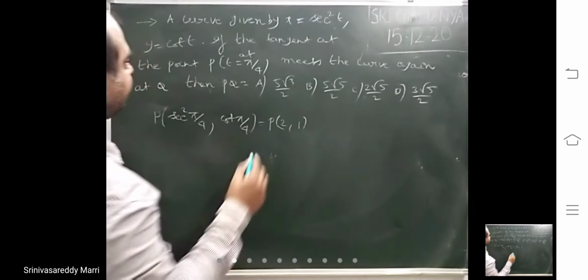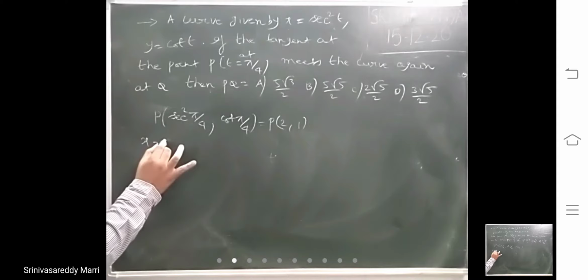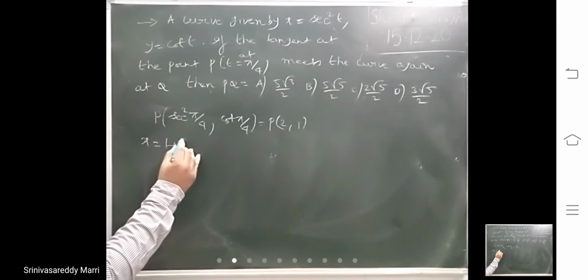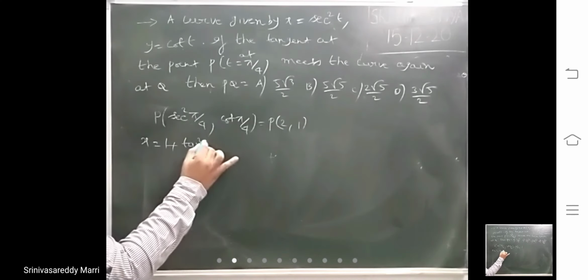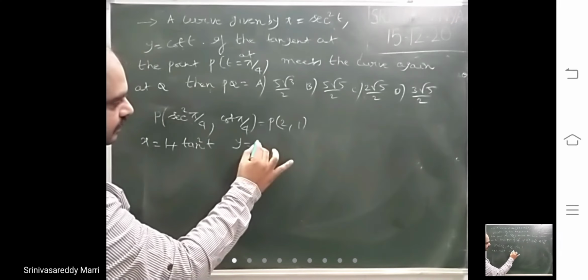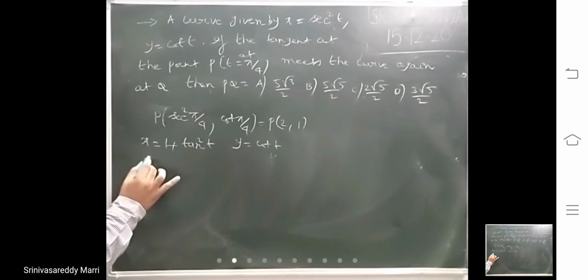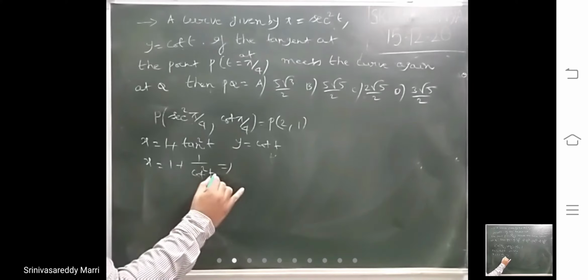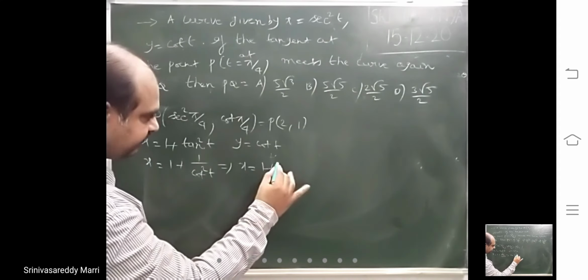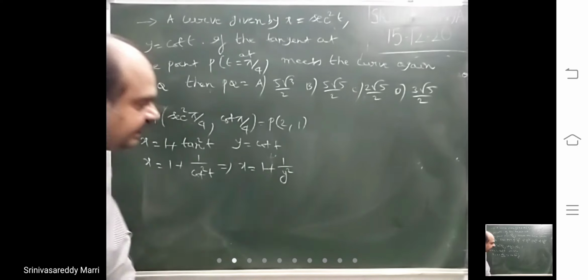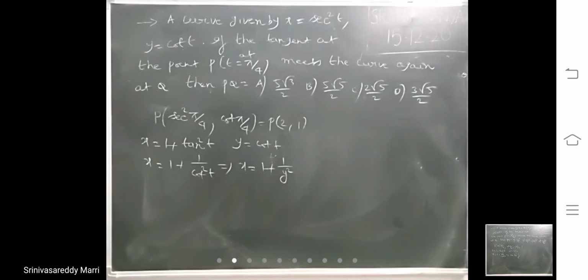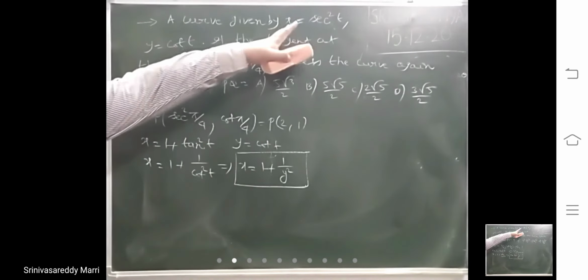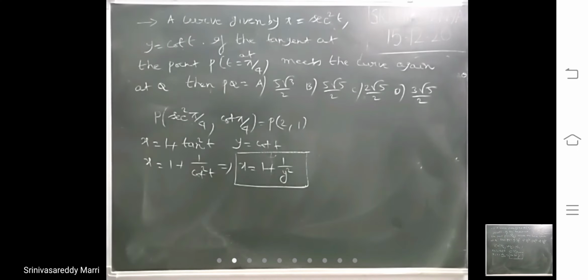Now curve, look at curve. From these two you find the relation between x and y, then you will get the curve. X is 1 plus tan square t, y equal to cot t. I can write this as, what is the curve actually? X equals 1 plus 1 divided by y square. This is the equation of the curve. Curve you can get by eliminating the t.